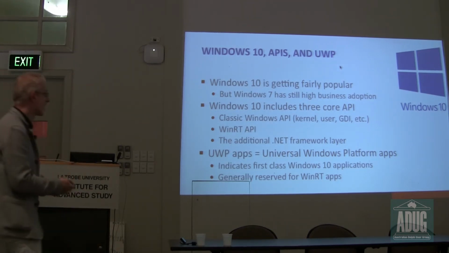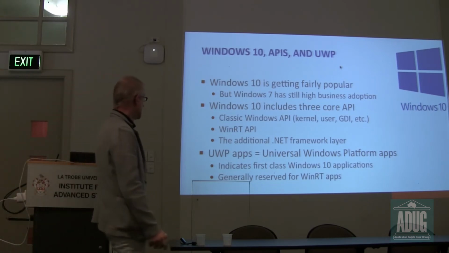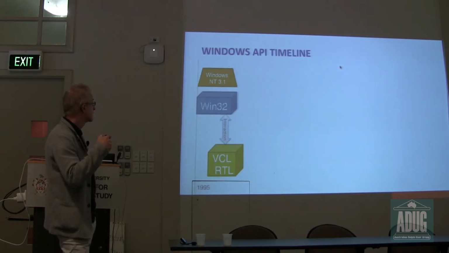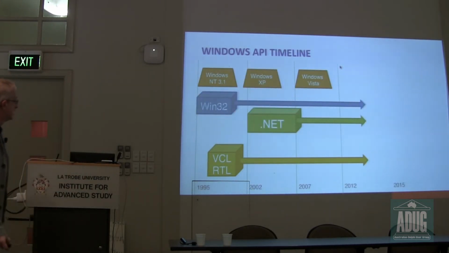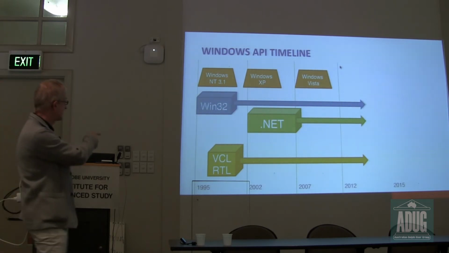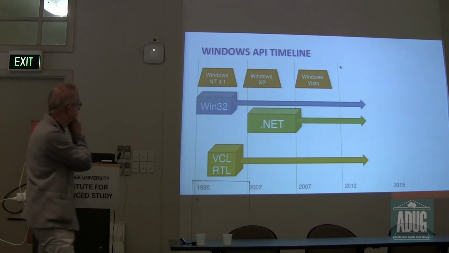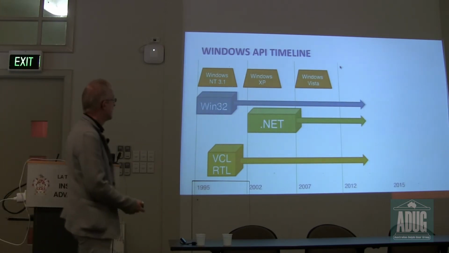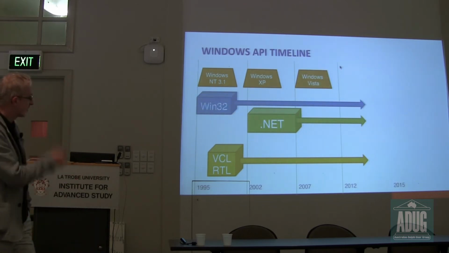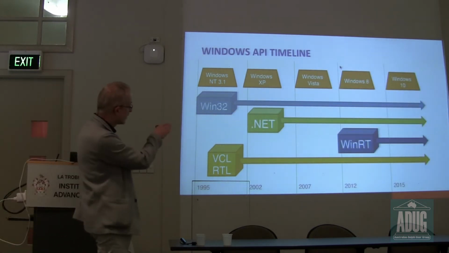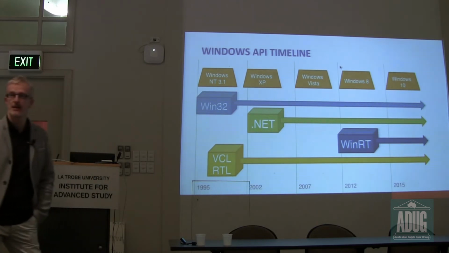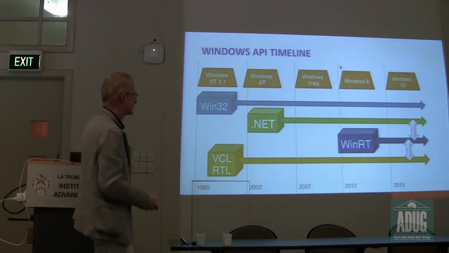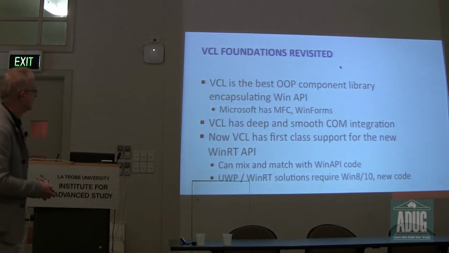Okay, so that's kind of where we are, and I know it's a bit tricky, but this is kind of some timeline. In '95, VCL was on top of Win32, and Windows, WinNT, Windows 95 type of framework. Then came .NET, that was kind of in parallel. And then from Windows 8 onwards, we also have the WinRT layer. None of the interconnections are actually correct.